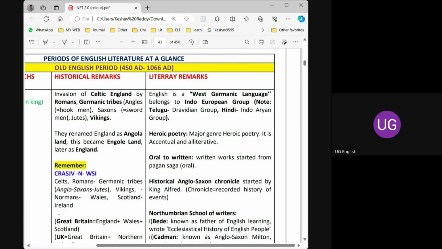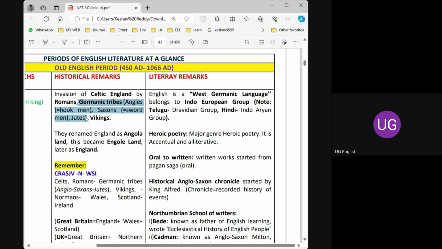And a very important question in the literary mocks is, English is a West Germanic language. Now you understood why English is a Germanic language, because three Germanic tribes invaded England: Angles, Saxons, and Jutes. That is the reason. There are several groups of languages in the world.